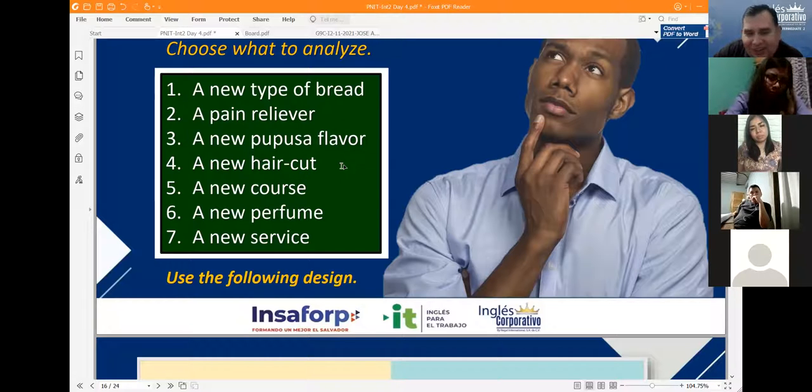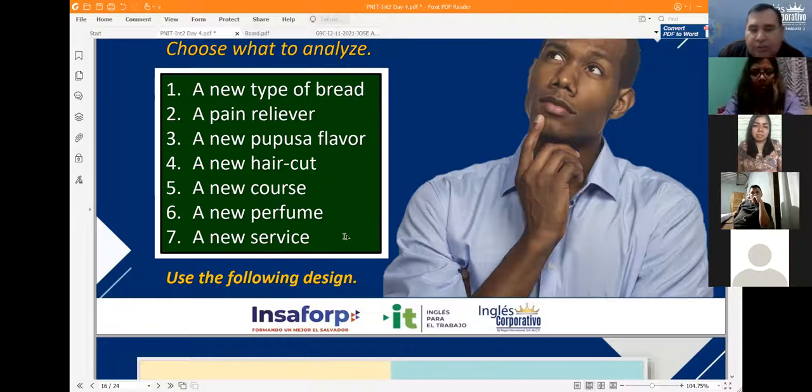A new pupusa flavor, okay? So you're going to make a pupusa and it's going to be a different flavor. It will become popular because it's new. Nobody has it, only you. A new course, if you want to teach a course, how to make shirts, how to make polo shirts, or t-shirts, or maybe how to cut people's hair, or how to decorate the nails in the case of the girls, or how to do something, so a course. Then maybe a new perfume. A new fragrance that you would like to introduce. Zapote, for the girl to smell like zapote. I don't know. So it's a fragrance that you may design, a new perfume.